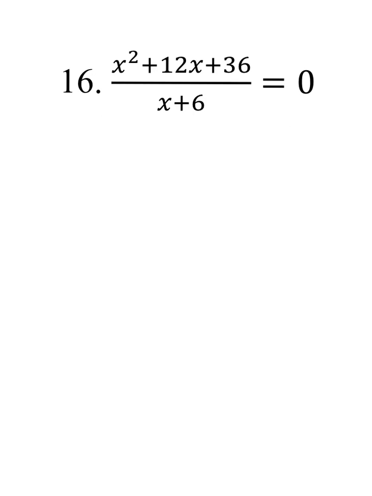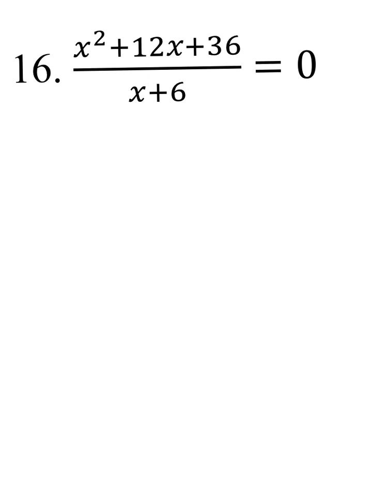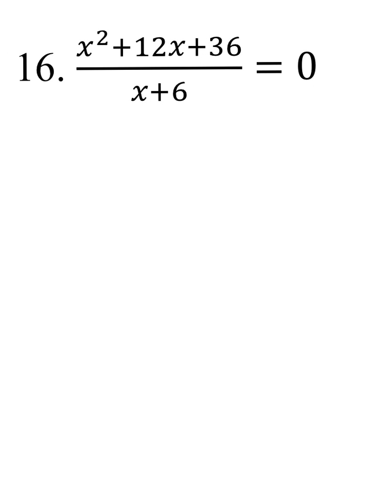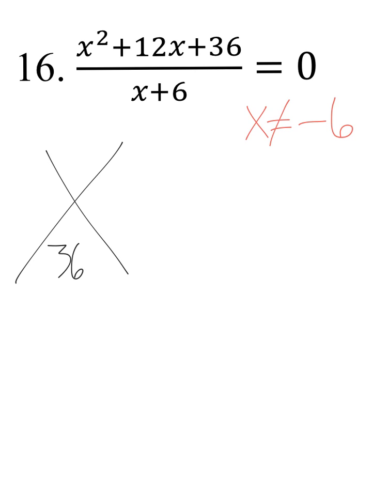So number 16, let's identify that discontinuity or the asymptote, however you want to call it, and that's x can't equal negative 6. All right? So we're going to factor the top. What are my factors of 36 that add up to 12? And that's negative 6 and negative 6. I mean positive 6 and positive 6. What am I saying? Because they both multiply for positive 36, and positive 6 adds for positive 12.